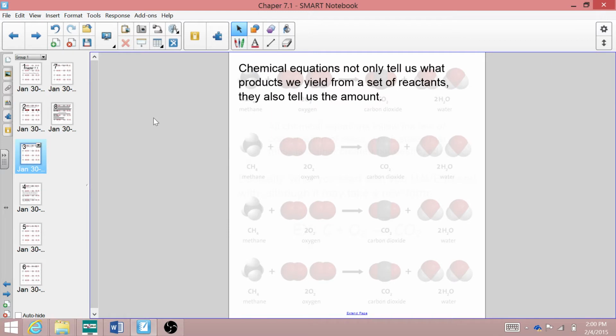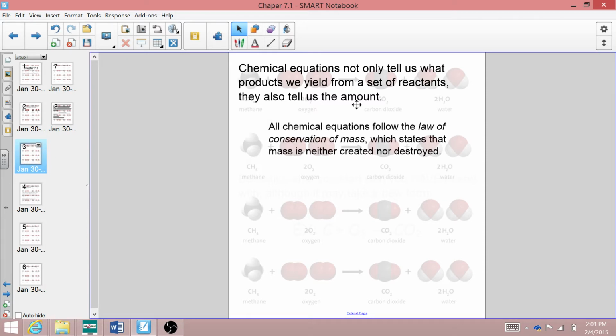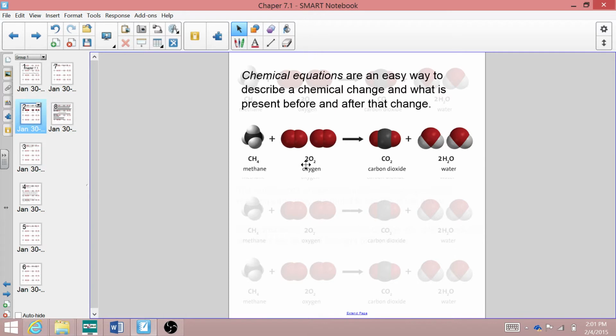And chemical equations not only tell us what products we get, so do we get carbon dioxide or do we get oxygen, it also tells us how much we get of each thing. And that happens by using coefficients. Now, if you look at our sample equation here, the number 2 in front of oxygen right here is called a coefficient. That's telling us we have 2 of these O2 molecules. And the only way that this reaction can work is if we have 2 of them. If we only have 1, the math doesn't work out and we don't have enough atoms to go around to actually make this reaction happen.